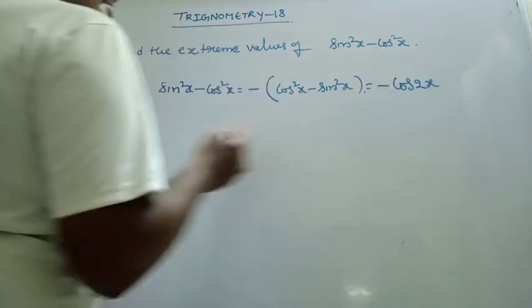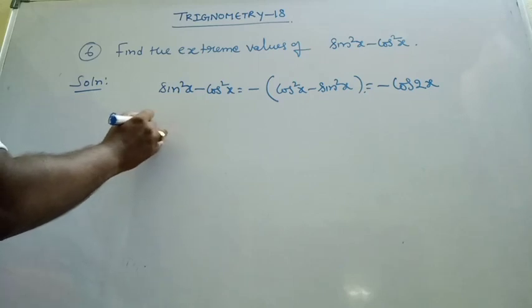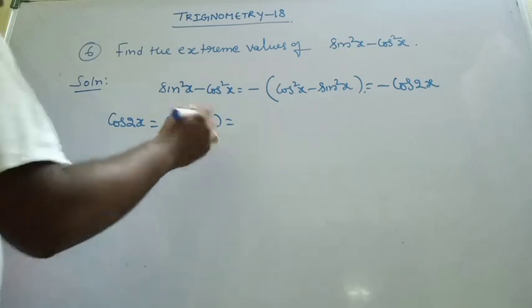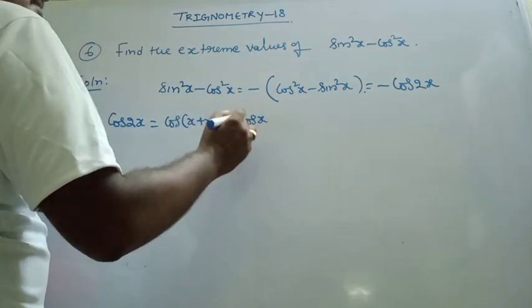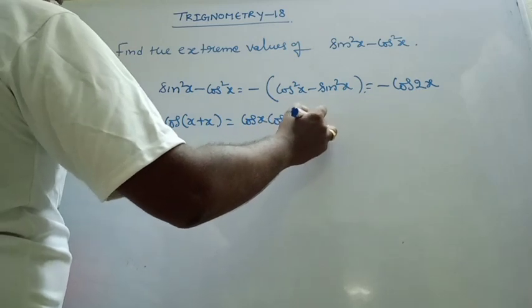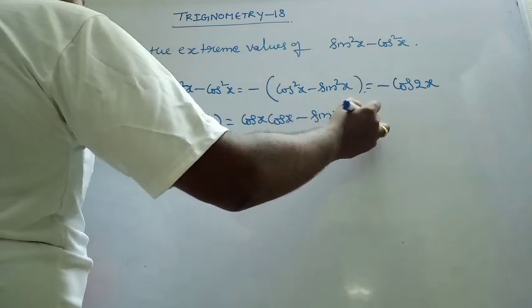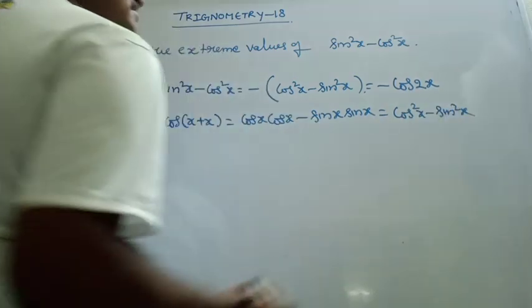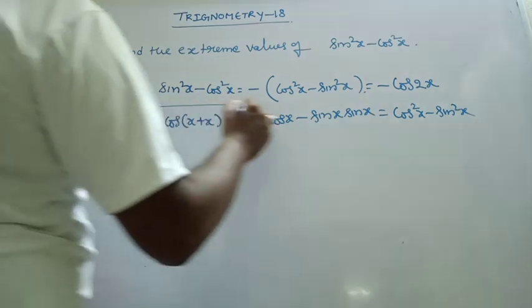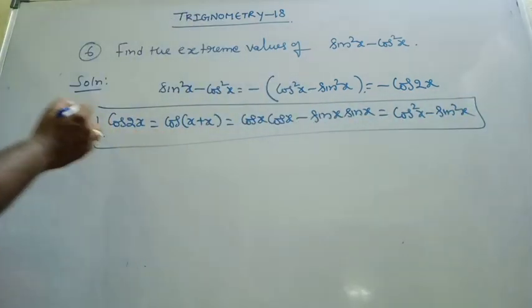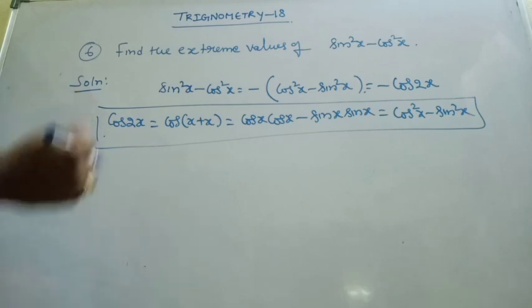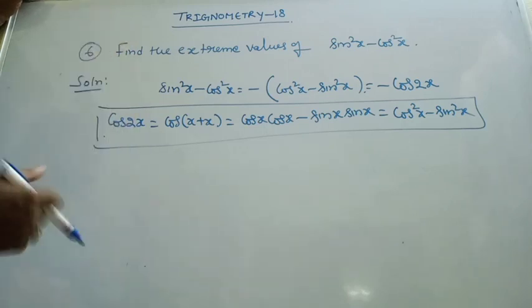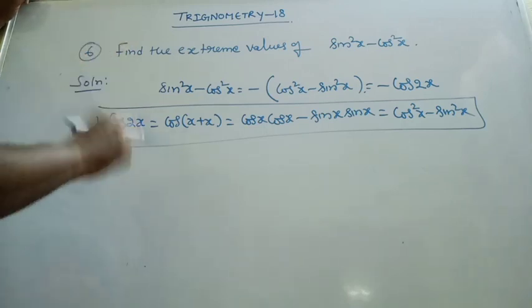Because you know that cos 2x you can write as cos of x plus x. This is from multiple angles, the cos a plus b formula, which is cos a cos b minus sin a sin b. That means you have here cos square x minus sin square x. We have got a nice formula for cos 2x, cos square x minus sin square x. And from this problem I want to tell you that for cos 2x we actually have 4 formulas. Now we will deal with these.